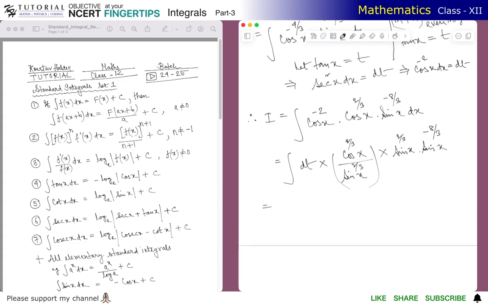This becomes sin x to the power minus 6 by 3. This becomes dt by tan x to the power 2 by 3, tan x to the power 2 by 3. Over here what we get? Sin x to the power minus 6, we get sin square x.